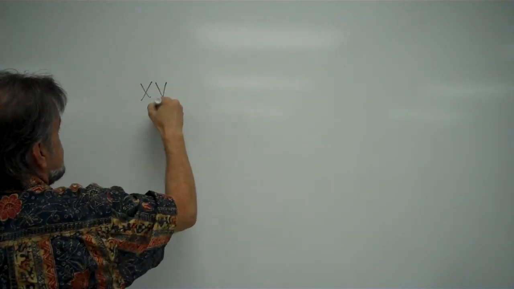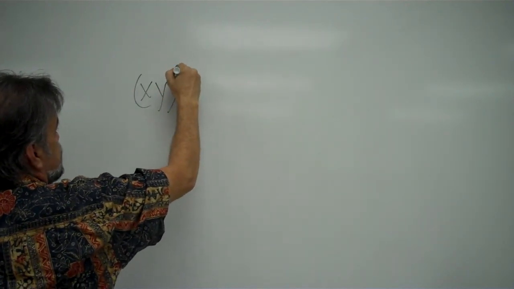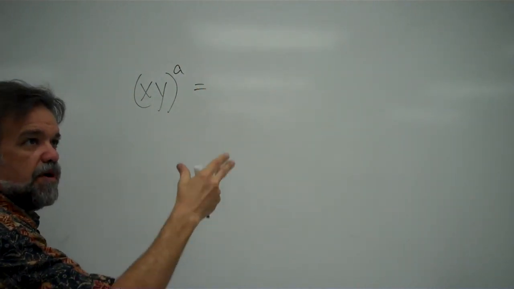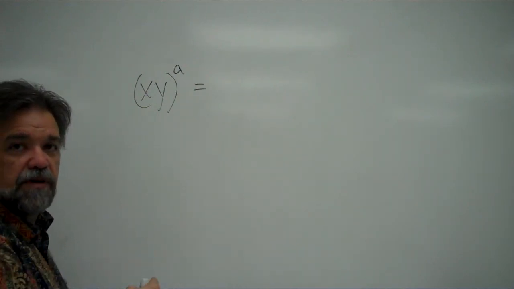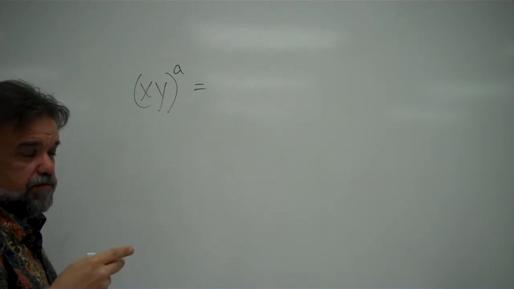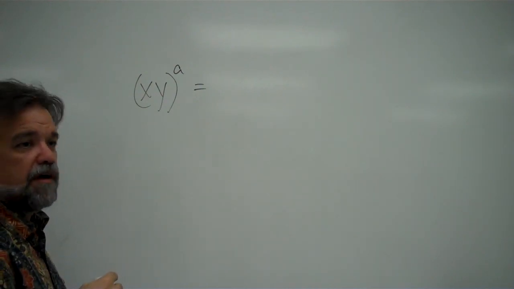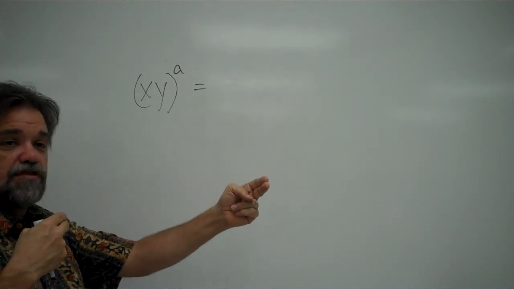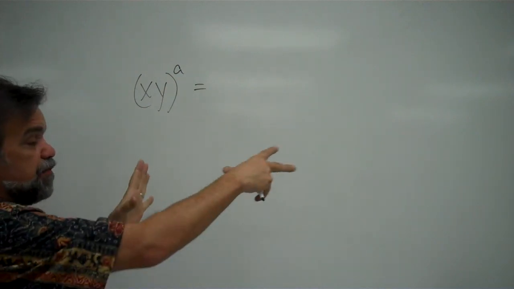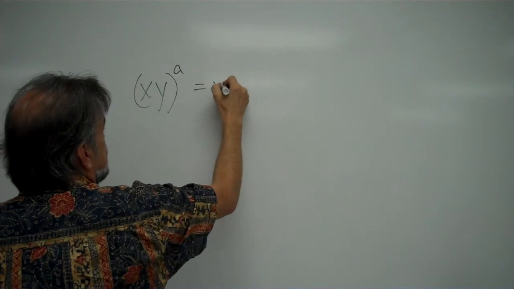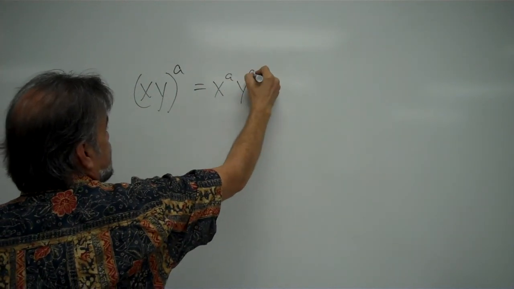Let's say instead of taking x to a power, we're going to take x times y to the a power. Well, what happens there? We're going to do x times y times x times y, a times. If you remember, by the commutative rule, we can take this long string of multiplication and reorder it, putting all of our x's first and all of our y's later. So what that means is we get x to the a power times y to the a power.